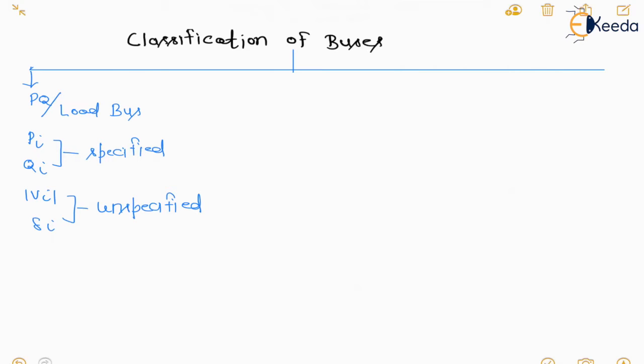What is the meaning of specified and unspecified? We need to understand this very carefully. So guys, let us see. The values are Pi and Qi. So let us take one load bus. If we are taking one load bus, then two things.